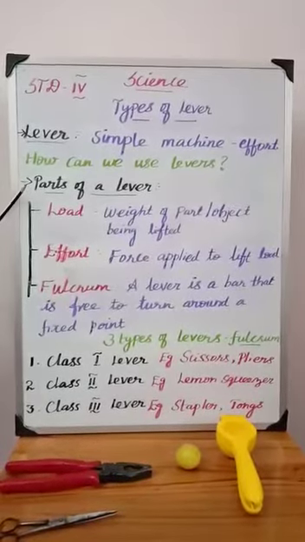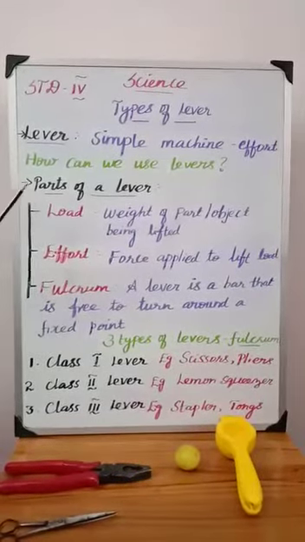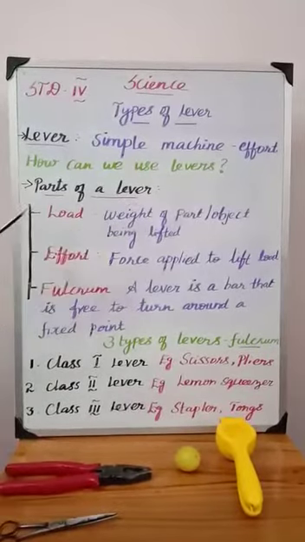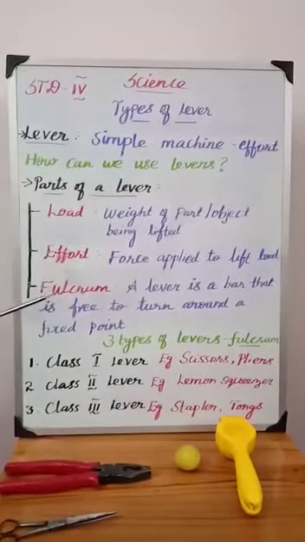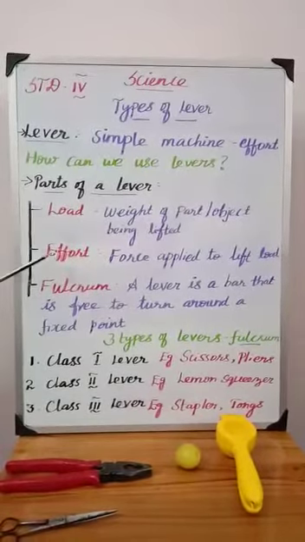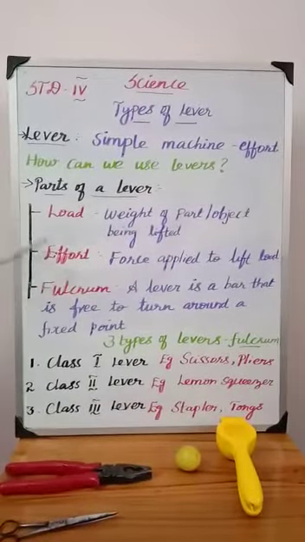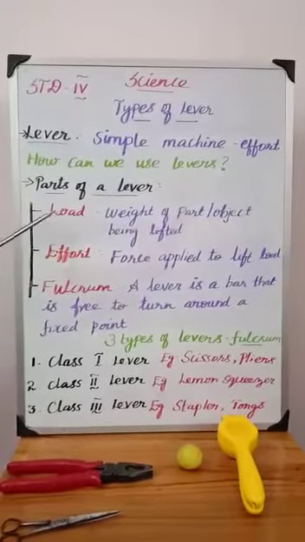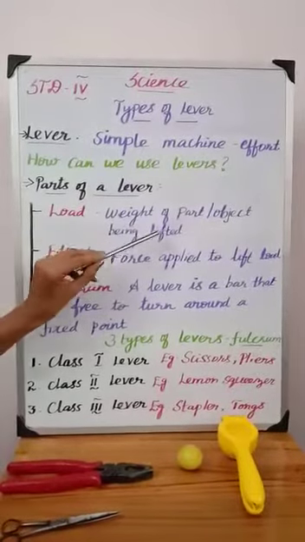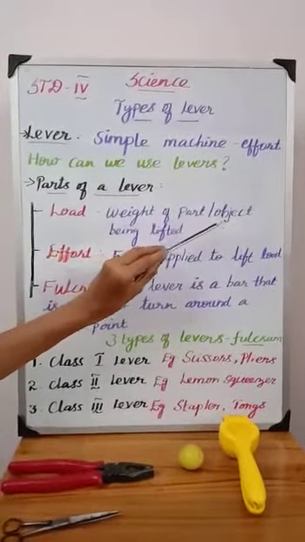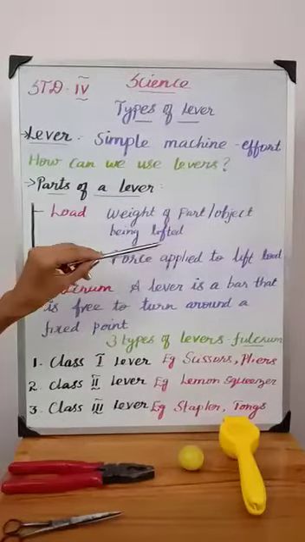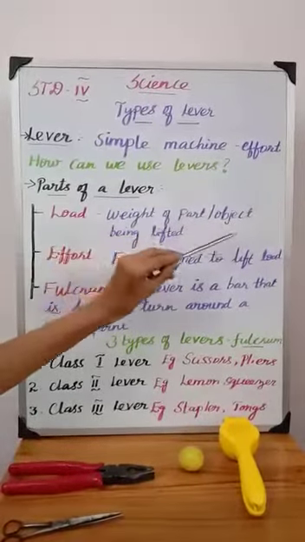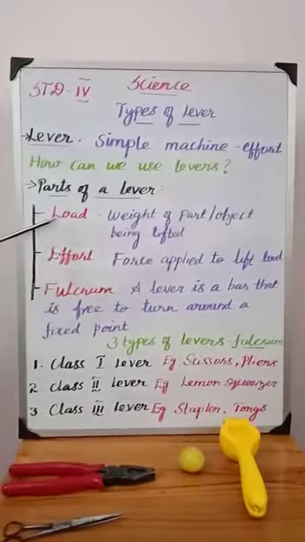Okay, next one, parts of a lever. Load, effort, fulcrum. These are all the parts of a lever. What is load? The weight of a part or object being lifted is called load.